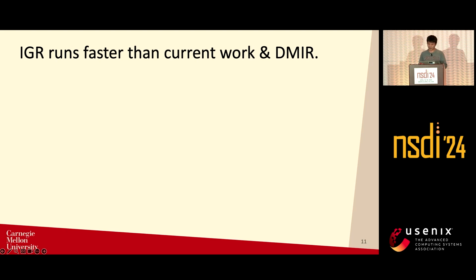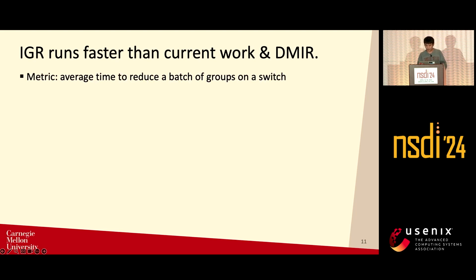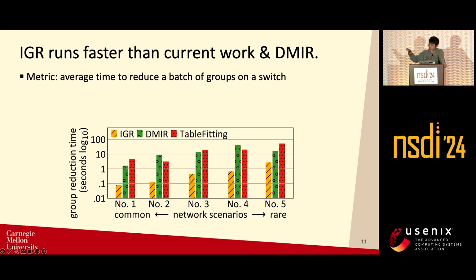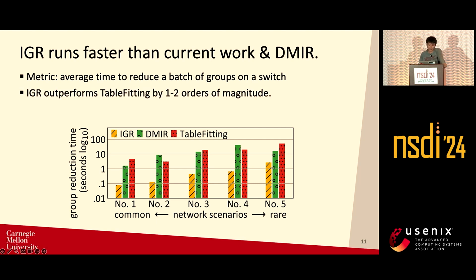Precision loss is not everything. We also care about the speed of these algorithms because, recall that we said the TE control loop runs every other minute, so they really need to be fast. And therefore, we compare the average time to reduce the batch of groups on the switch. And the group reduction time is measured under a range of scenarios. Without telling you what they are, I will just say that they cover a range of common to rare scenarios. And the time is presented in log scale. I'm not showing the ideal bar here because ideally group reduction time should just be 0. You can see that IGR outperforms table fitting by 1 to 2 orders of magnitude, and DMIR is on par with table fitting.